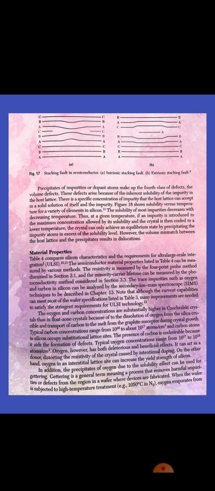Typical oxygen concentrations range from 10 to the power 17 to 10 to the power 18 atoms per centimeter cube. Oxygen, however, has both deleterious and beneficial effects. It can act as a donor, distorting the resistivity of the crystal caused by the intentional doping. On the other hand, oxygen at an interstitial lattice site can increase the yield strength of the silicon. In addition, the precipitates of oxygen due to solubility effects can be used for gettering. Gettering is a general term meaning a process that removes a harmful impurity or defects from the region in a wafer where devices are fabricated. When the wafer is subjected to high temperature treatment, oxygen evaporates.